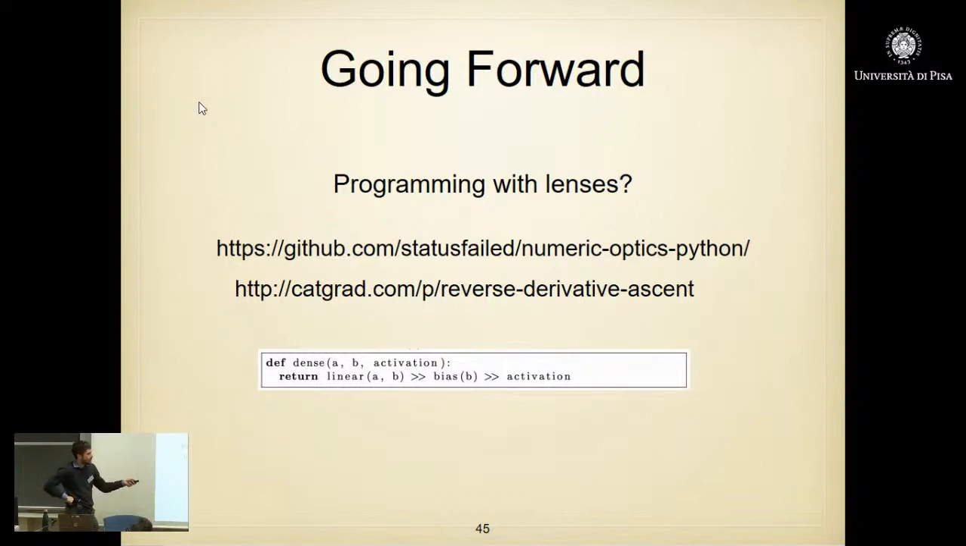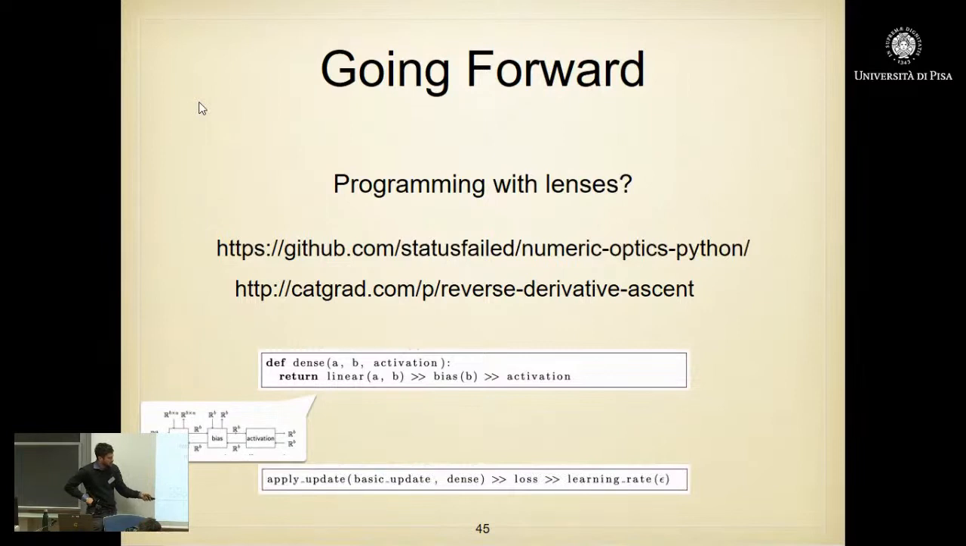So this is an example using these libraries. These are Python libraries. This is, for instance, modeling a layer of a neural network. So you see this operation here is simply the categorical composite of these lenses. And this definition of a layer is simply the composite of three lenses.